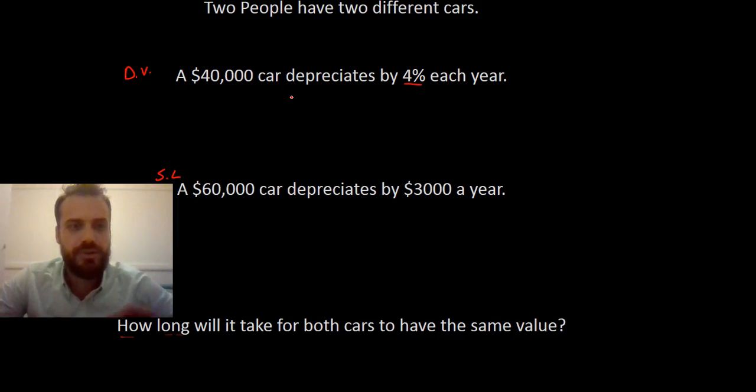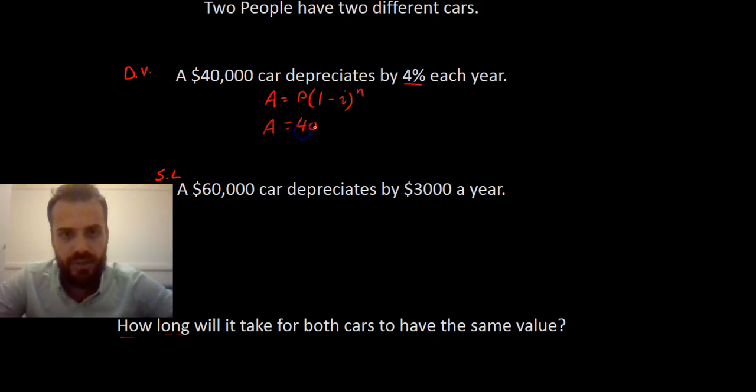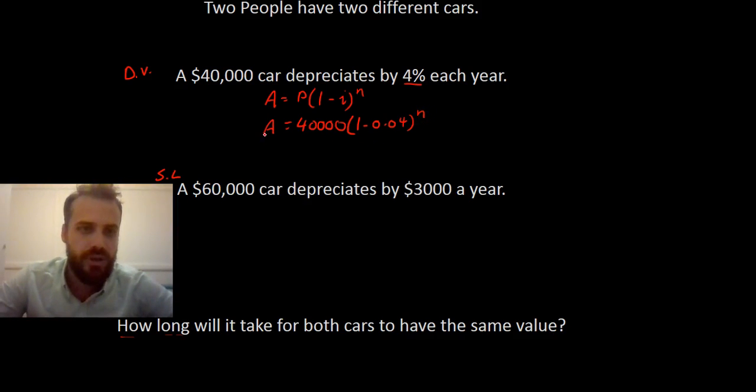So first step here is to sort of write out your formula. The diminishing value is A equals P(1 minus I) to the power of N. And I can put some numbers in there. A equals 40,000 times (1 minus 0.04) to the power of N. Now we don't know A and we don't know N, but that's okay. We can work around that.